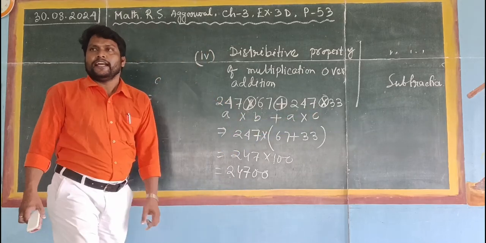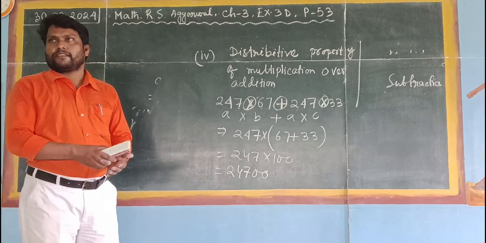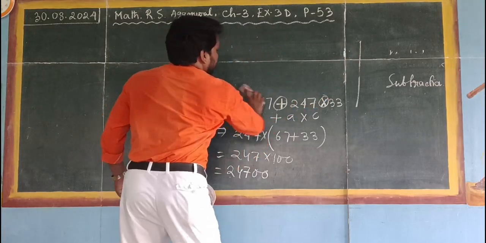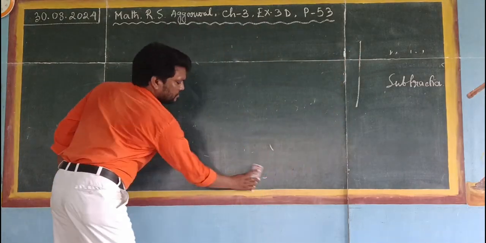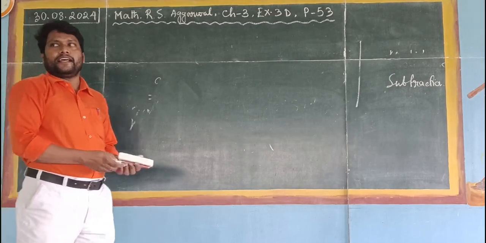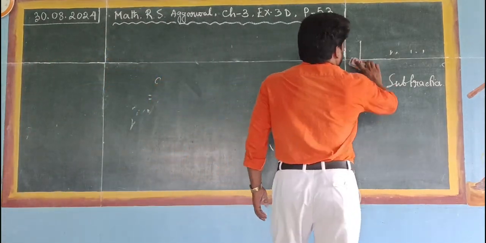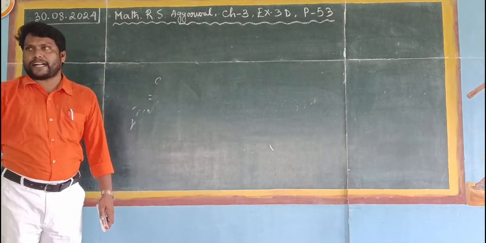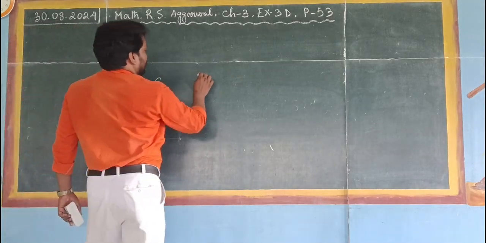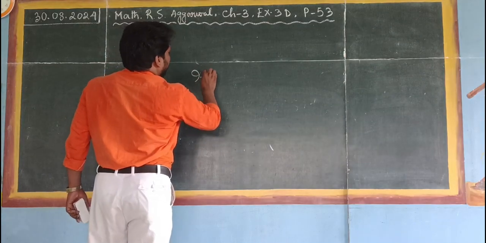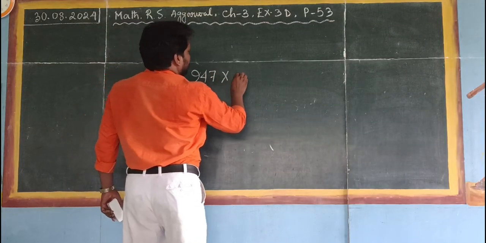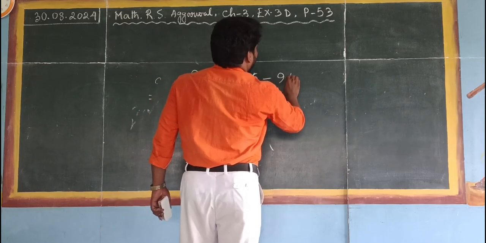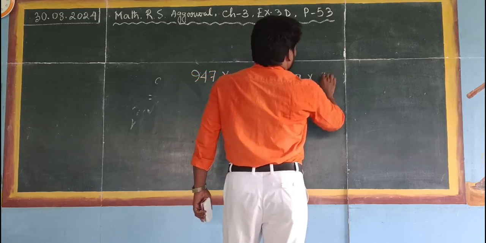So this process is called distributivity. Next, on the right hand side, I have given another example: the distributive property of multiplication over subtraction. Suppose 947 into 105 minus 947 into 5.